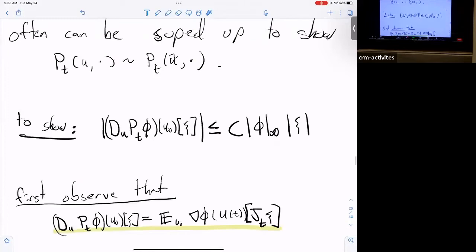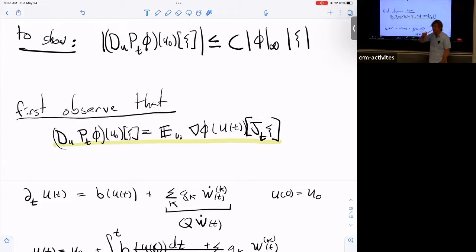Now, with this kind of estimate, we're going to develop some integration by parts idea. First of all, if I differentiate this with respect to the initial data, that's the same as just using the chain rule under the expectation. And if I do that, I get the gradient of the test function and then the Jacobian, the linearization of the solution with respect to this initial data.